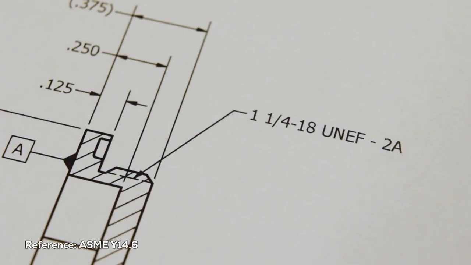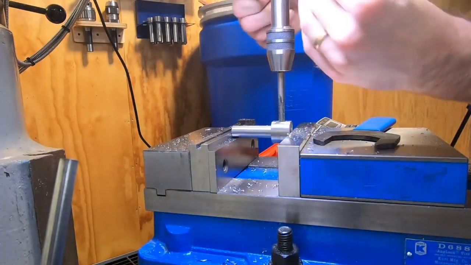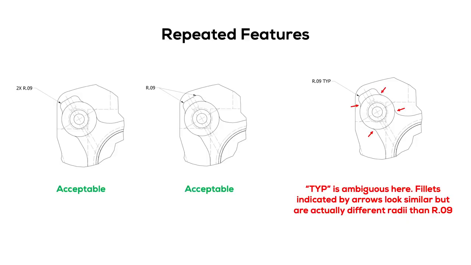Threads are called out with a note that specifies the size, standard, and usually the tolerance class. You can also specify the depth in the note or with the dimension in a view. Many times, you'll have multiple instances of the same feature like these fillets. You can use a note like 2x to indicate this, or multiple leaders.